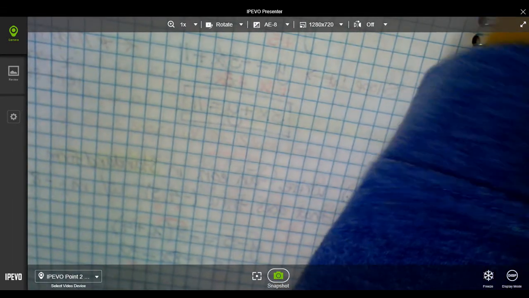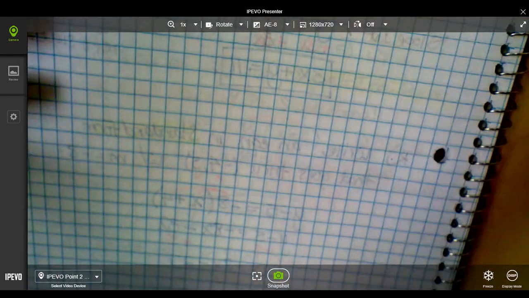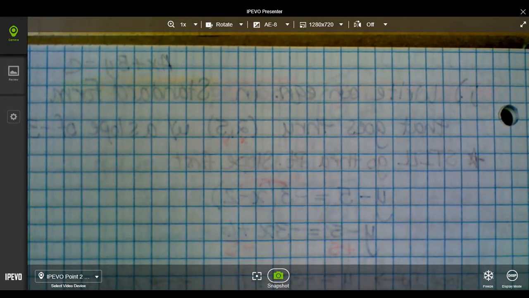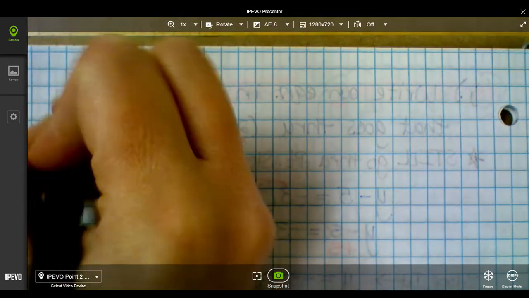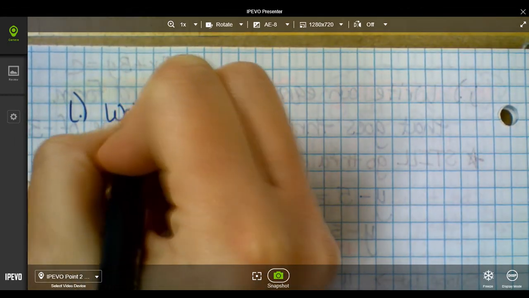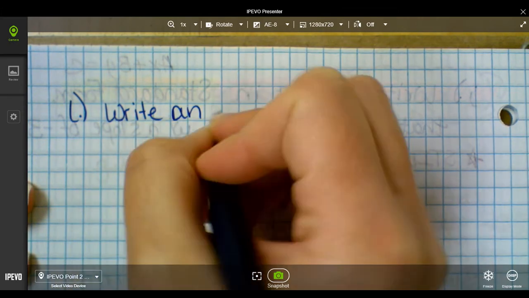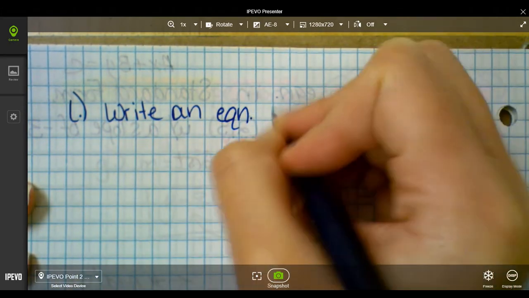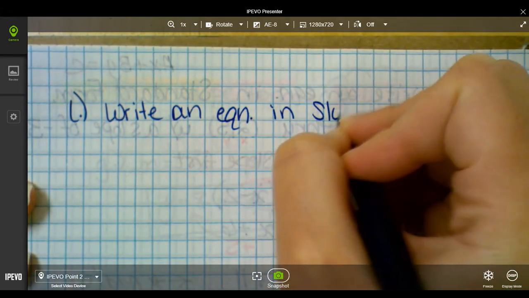Okay, let's turn the pages real fast. Okay, let's take it one step farther. Let's make it a little bit harder. Okay, so this would be L. Write an equation in slope-intercept form.